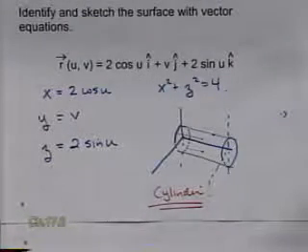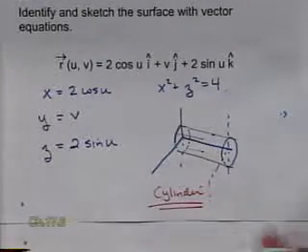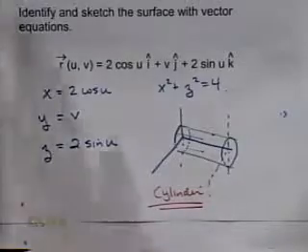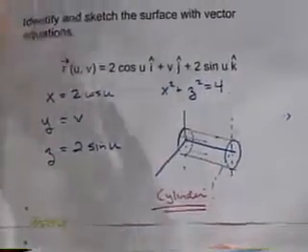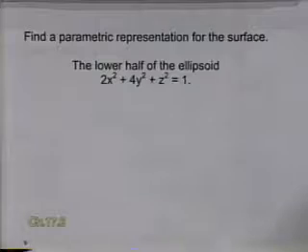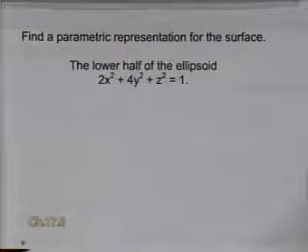So if something's given parametrically, look to see if somehow you can consolidate to get your equation in terms of x's and z's. Okay, find a parametric representation for the surface, the lower half of the ellipsoid 2x squared plus 4y squared plus z squared equals 1. Any suggestions?